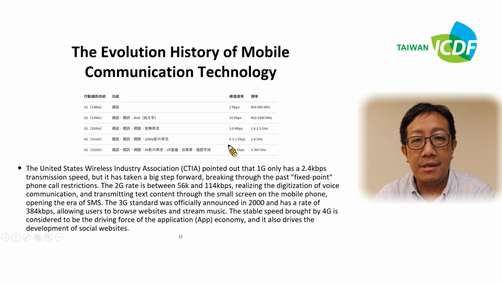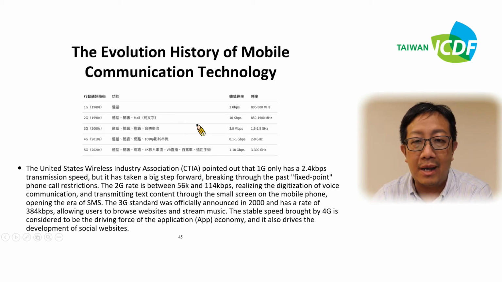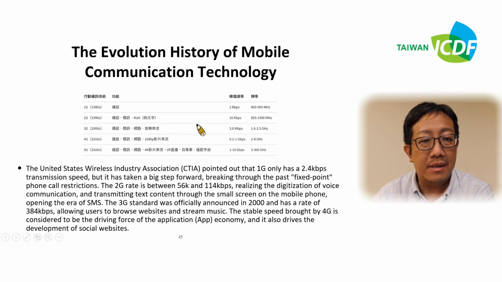The evolution history of mobile communication technologies for your reference. Let's say the 1G all the way to the 5G. The United States Wireless Industry Association pointed out that the 1G only has a 2.4 kbps transmission speed, but it also took a very big step forward, breaking through the past fixed-line phones, and it brings voice service with mobility.